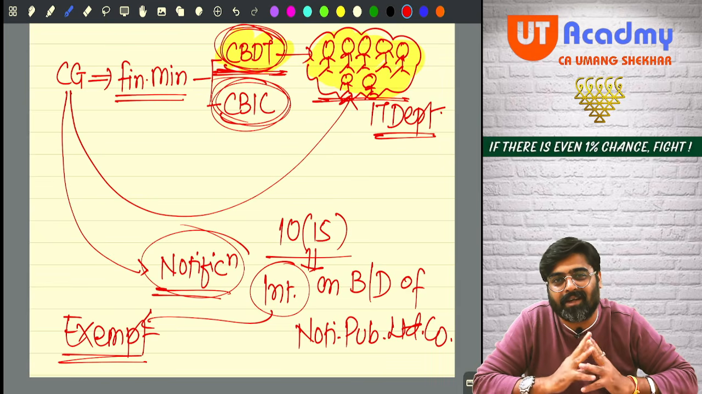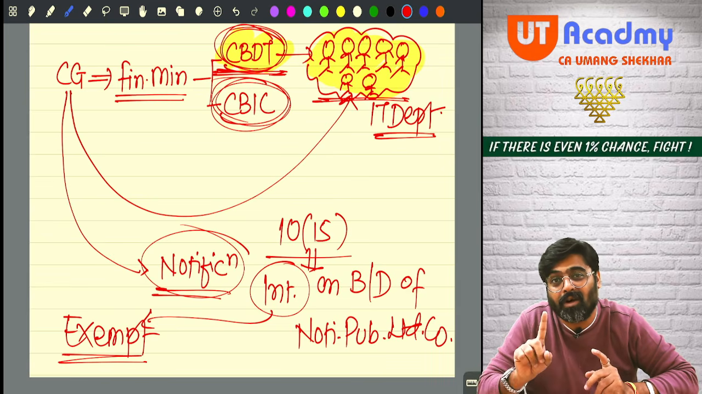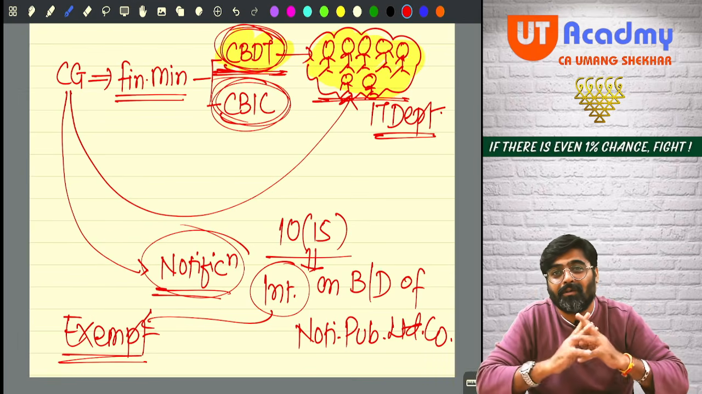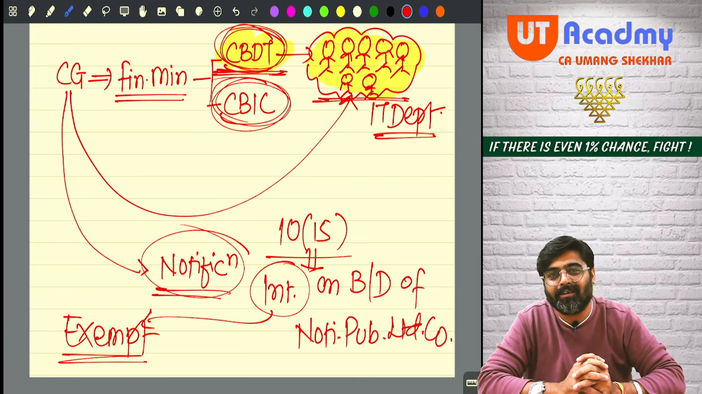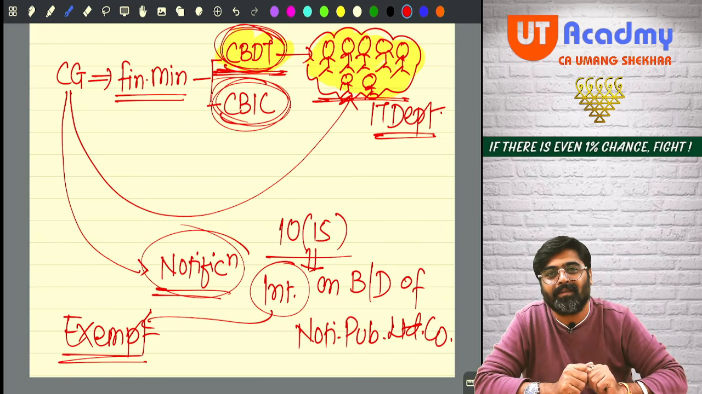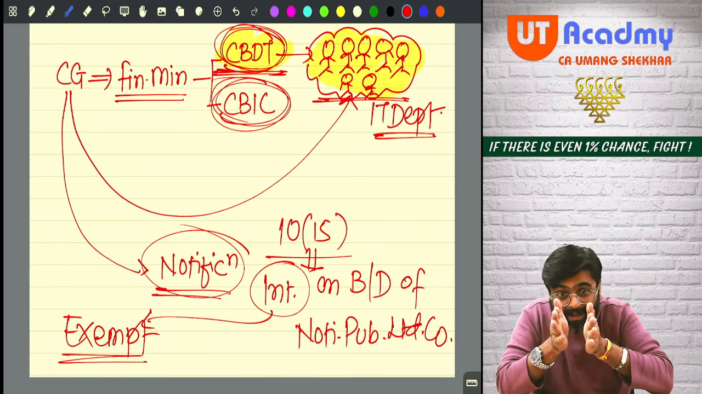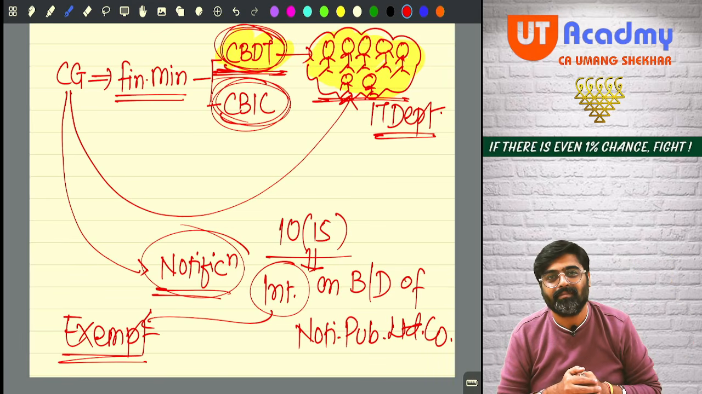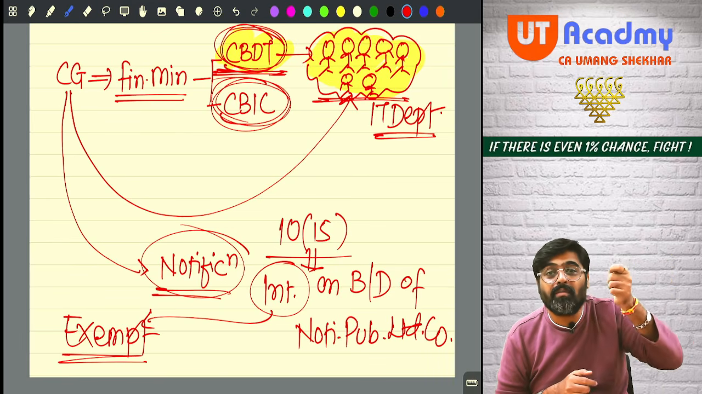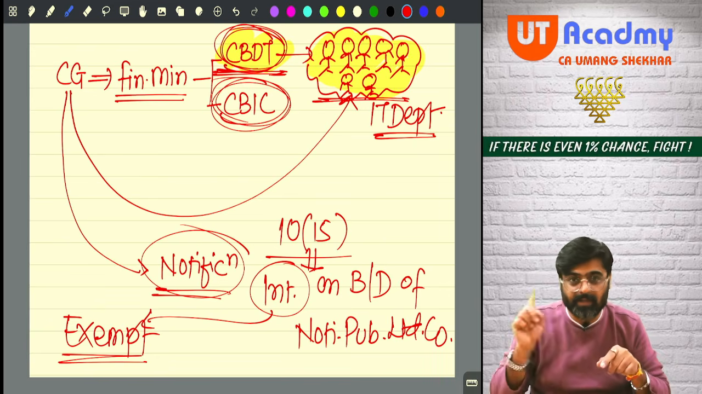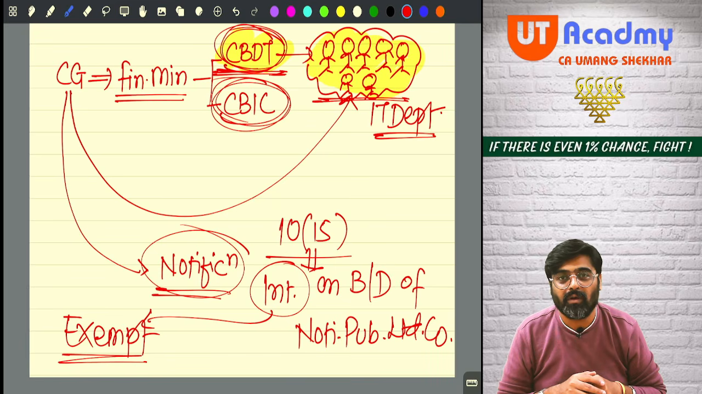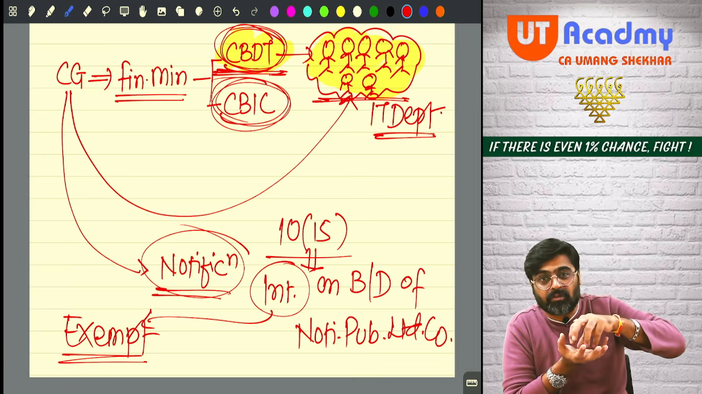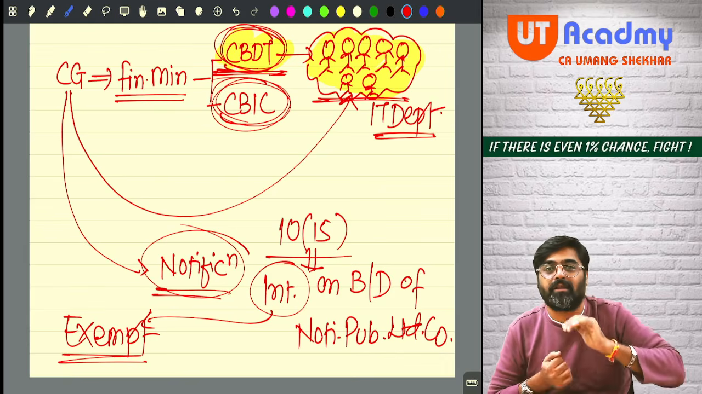Now, whose interpretation is correct? Yours or the department's? Or none of you? Who will decide that? Courts. Now, the dispute regarding the interpretation of a provision will first go to courts. A case will be filed in the court, either by you or by the department. But before filing that case, there is a process of filing an appeal in the department itself.